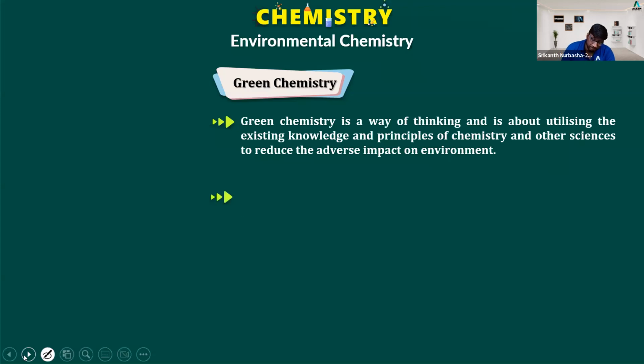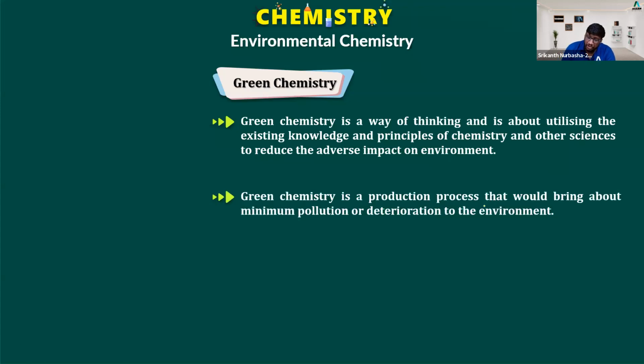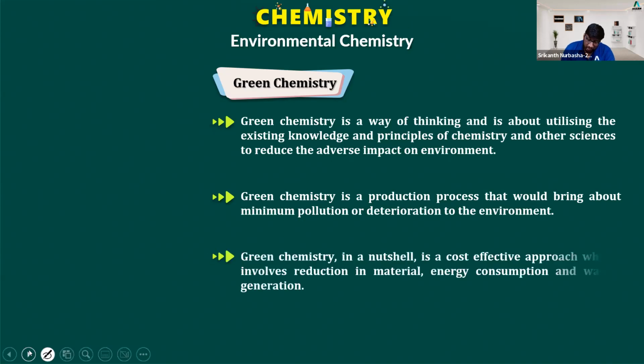Green chemistry is a production process that would bring about minimum pollution or deterioration of the environment. We have to improve technically as well as protect the environment. Green chemistry in a nutshell is a cost-effective approach which involves reduction in material, energy consumption and waste generation. So energy consumption is a major cost.